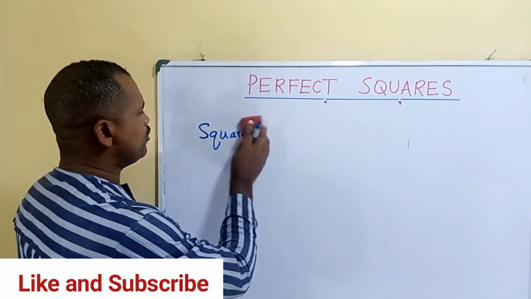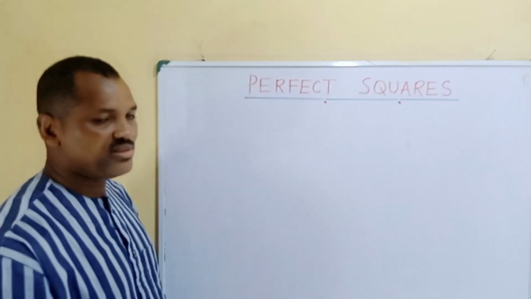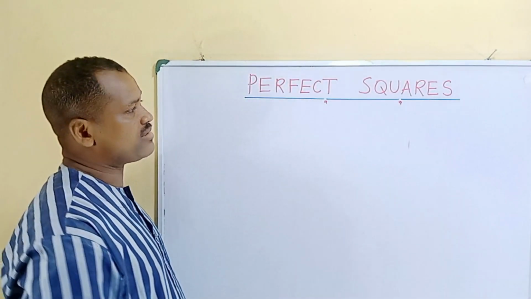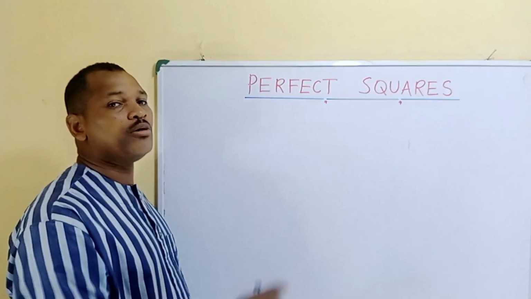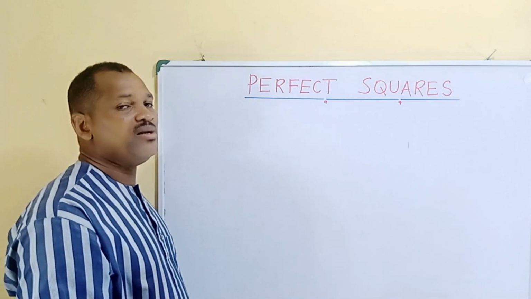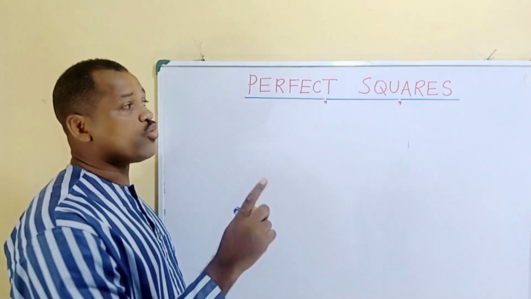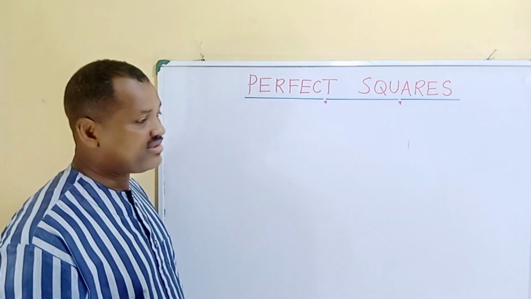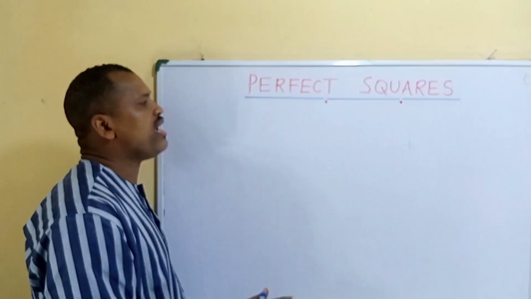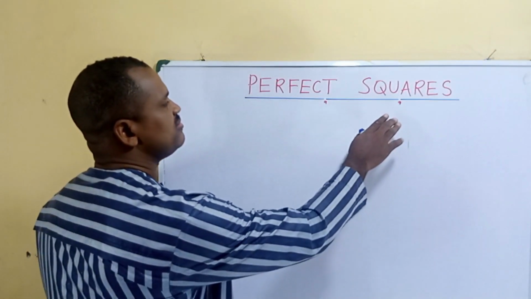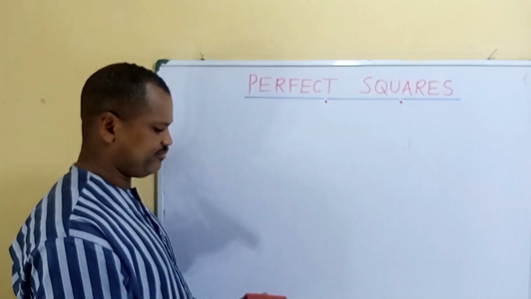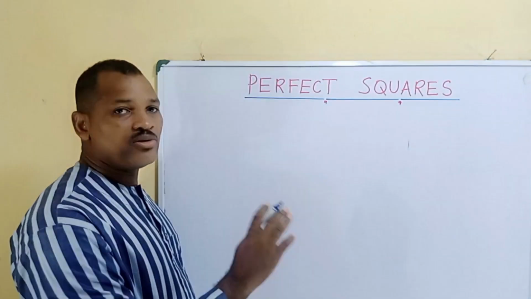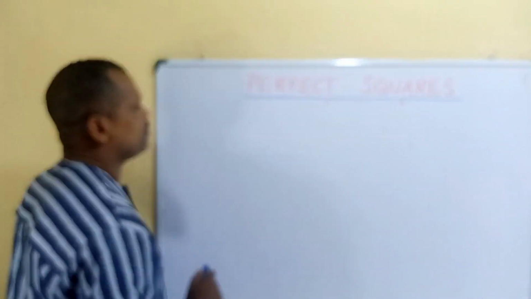Now, in this video, we shall be looking at these special squares. They are referred to as perfect squares. When you hear the word perfect squares, it tells you that some squares are not perfect. Why are these squares called perfect squares? Let's look at it to answer that question.